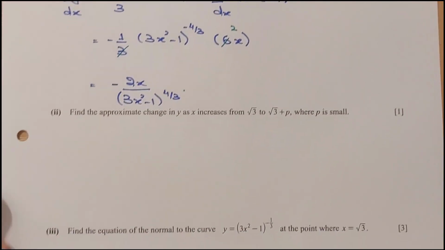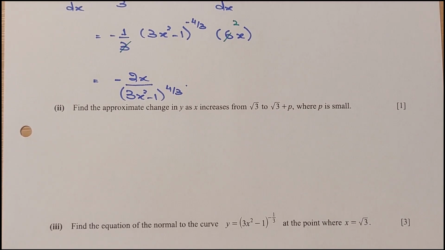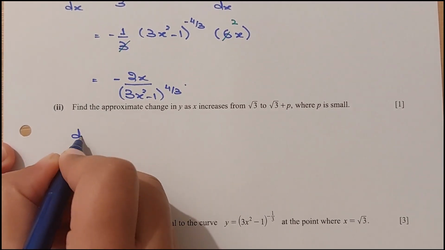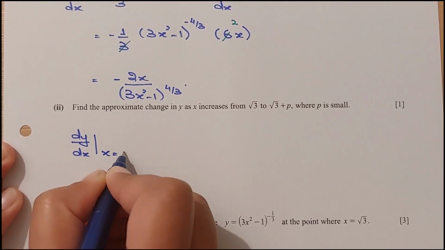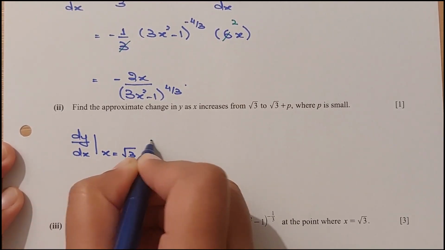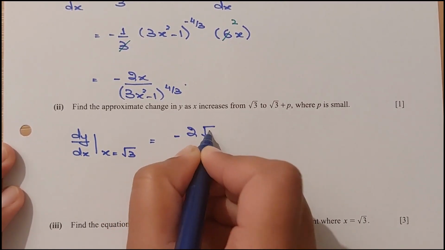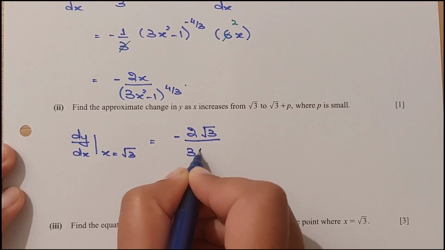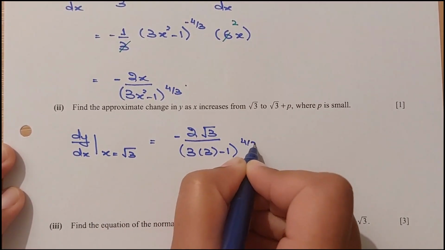Now for the second part, find the approximate change in y as x increases from square root of 3 to square root of 3 plus p, where p is small. Okay, so basically we have to find dy by dx at x equal to square root of 3 and multiply the answer with p, right? So minus 2, x is square root of 3, divided by 3, square root of 3 square is just 3, minus 1 and the whole power is 4 by 3.